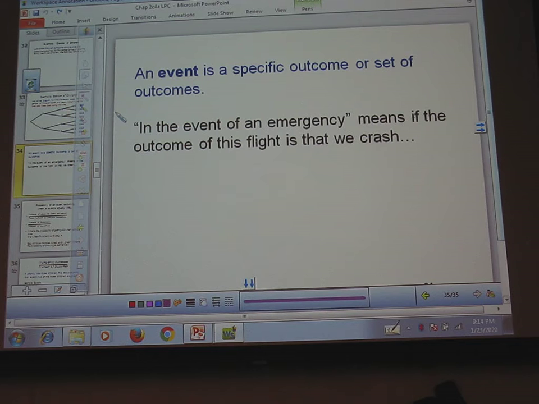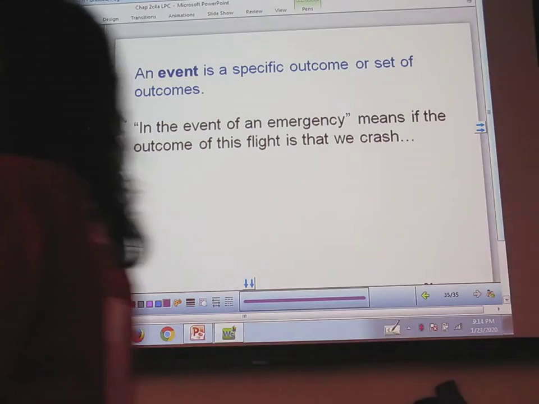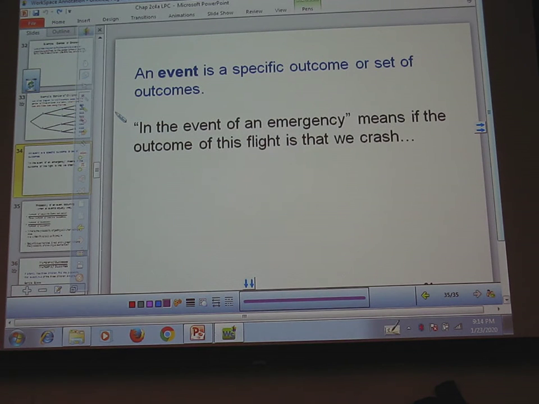Now, luckily, what's the probability that you have an emergency in a flight? Really tiny, right? If it was 50-50, people would never fly. So really small chance. So an event is a specific outcome or set of outcomes. So rolling a die, an event might be getting an even number. That'd be getting a 2, 4, or 6 out of a set of outcomes.